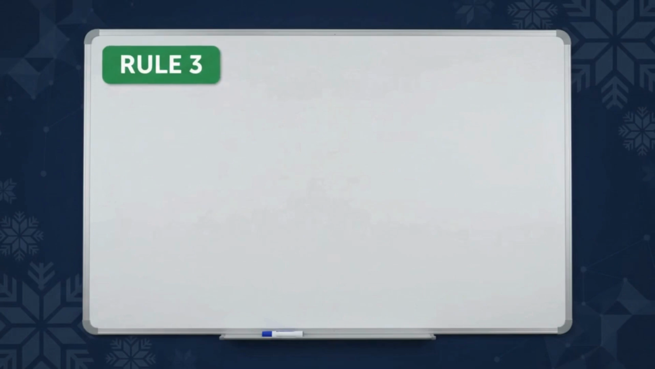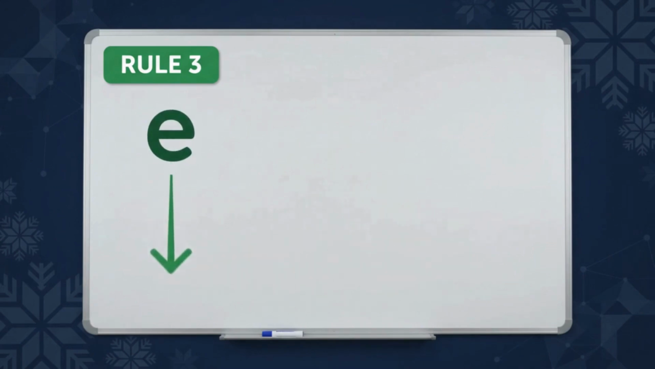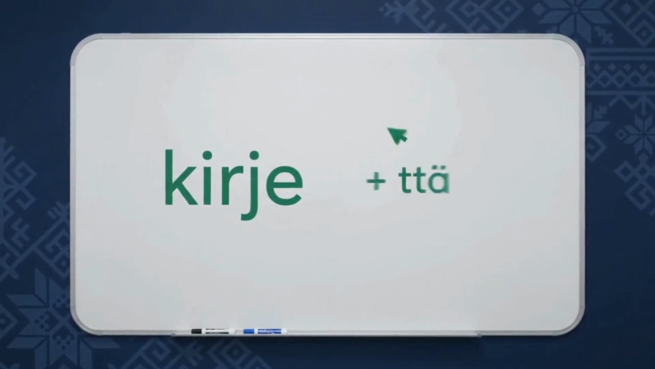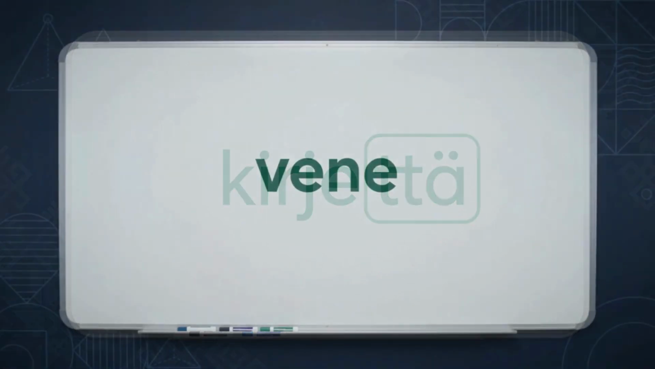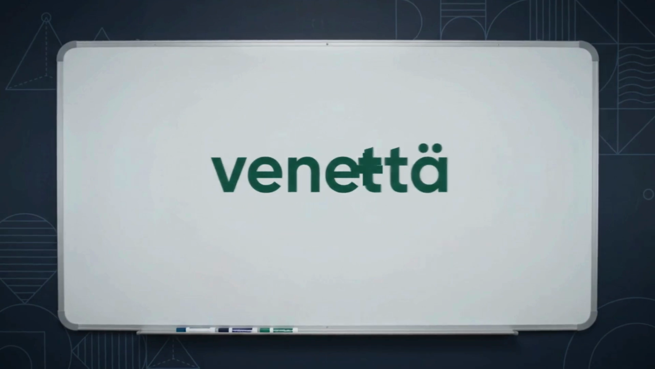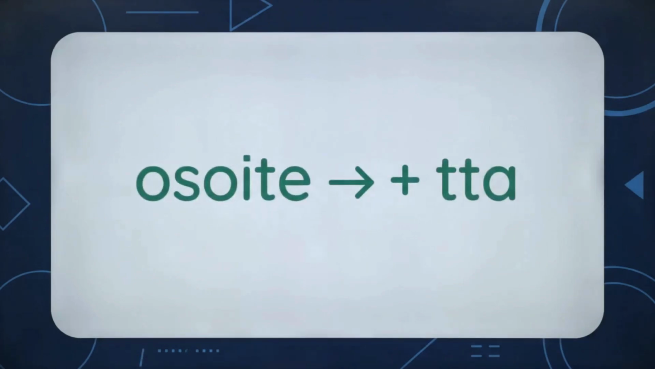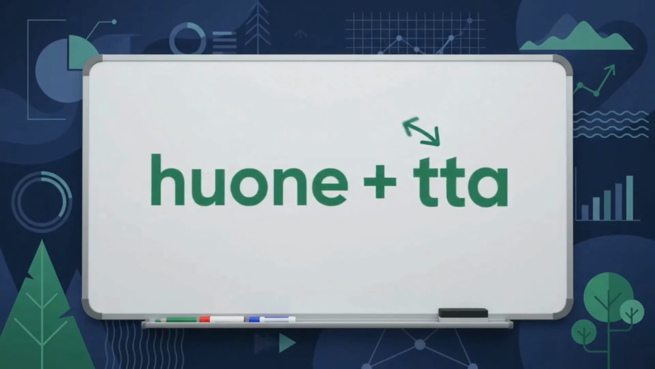Our final rule: if a word ends with the English letter E, we add ta or tä. Kirje. Venettä. Huone.